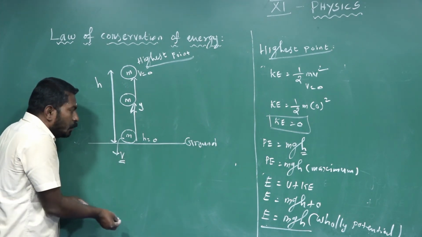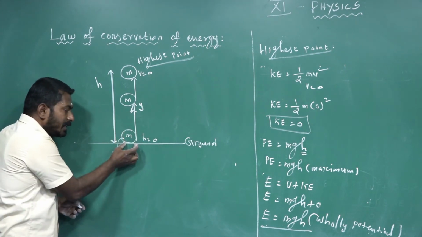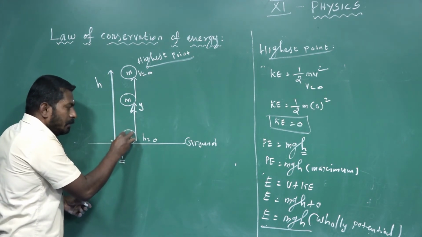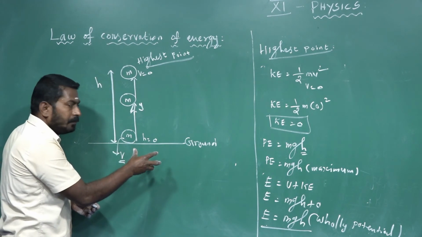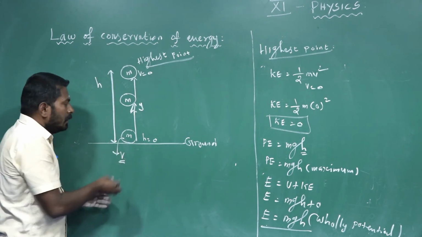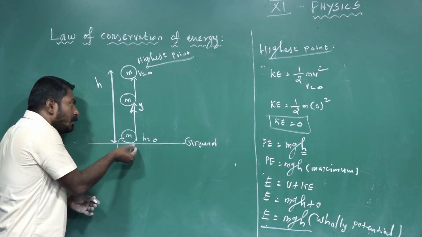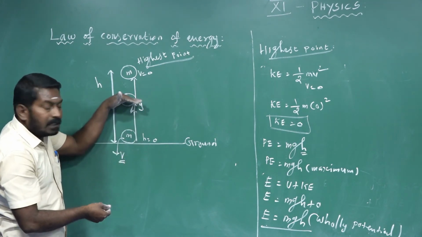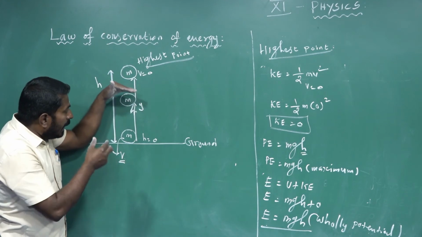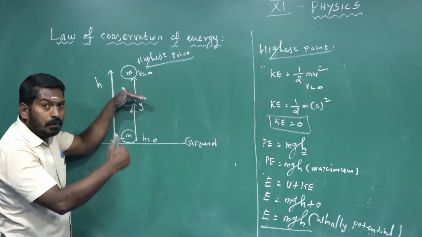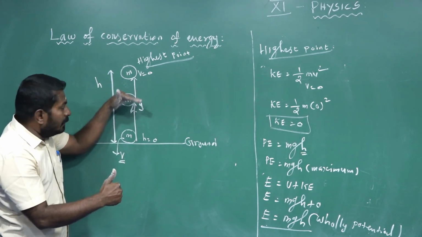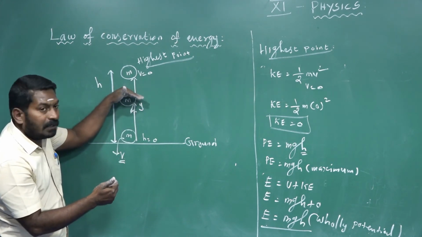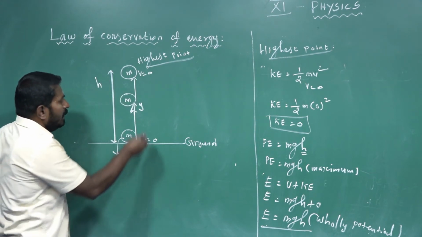If your body is thrown vertically upward from the surface of the ground, at that instant the total energy possessed by the body is wholly kinetic energy. Keep it in your mind. Then the body goes vertically upward. The height of your body increases, and its velocity decreases. The kinetic energy decreases due to decreasing velocity. Then the potential energy of the body increases with the increasing height at that intermediate position.